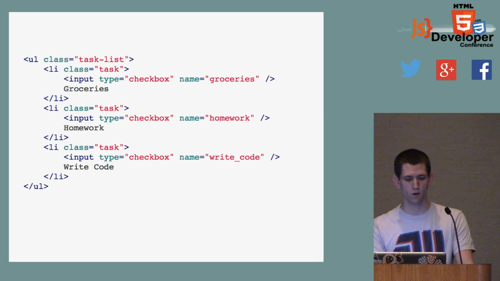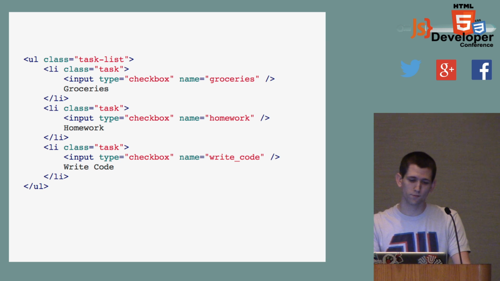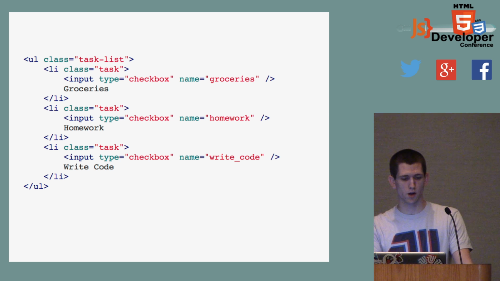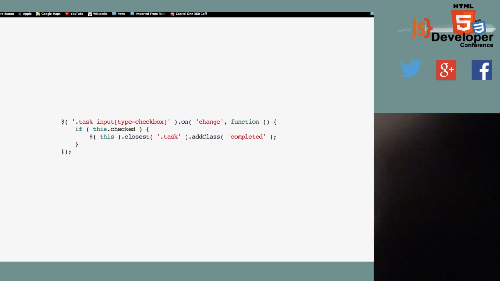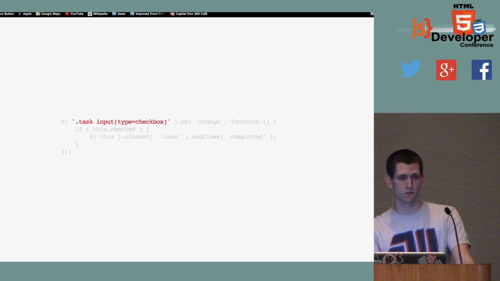We've got some HTML. We have a task list. Inside we have a task. And then inside each task we just have a checkbox and a label. So pretty basic. Now this is the JavaScript. I select my checkbox if it's inside of a task. I bind to its change event. If it's marked as checked, then I'm going to grab my parent task. This is the jQuery way of grabbing the parent. And then I'm going to add the class completed.